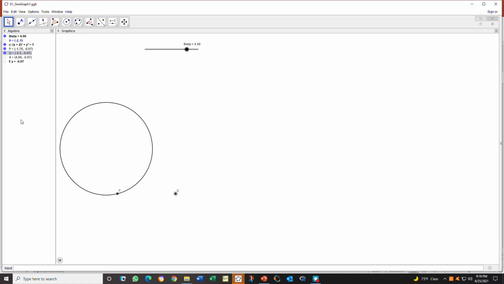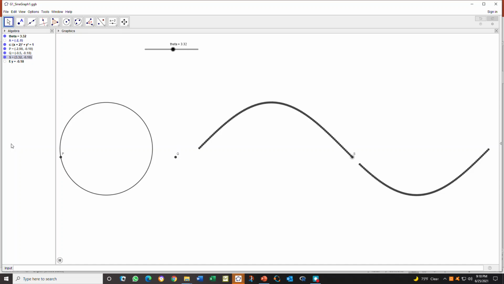Now I'm going to do something else. I'm going to keep track of another point called S. What is S? S looks like this. Okay, what is this S then? The S is doing something like this. Let me pause it for a second and try to explain what S is.